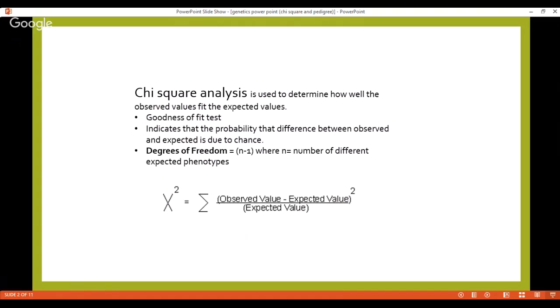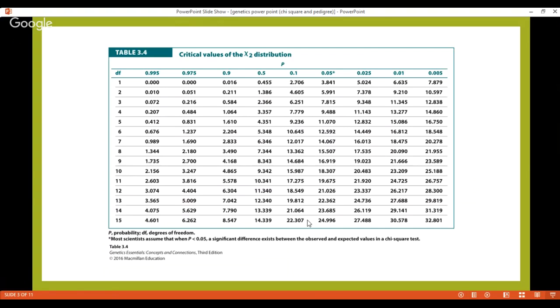Some important terms are the degree of freedom, which is n minus 1, where n equals the number of expected phenotypes. This is the formula for the chi-square analysis: X squared equals the sum of the observed value minus the expected value, squared, over the expected value. This is the chi-square table that we're going to be using for problems 1 and 2. Up here is P. This is the degree of freedom.